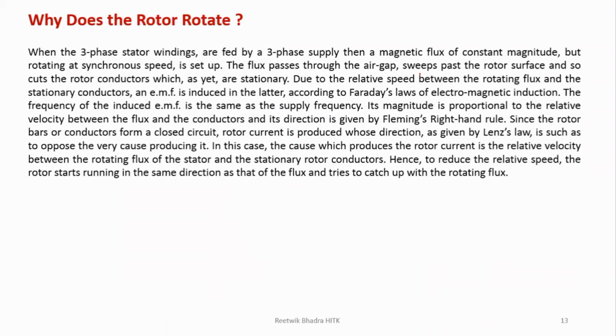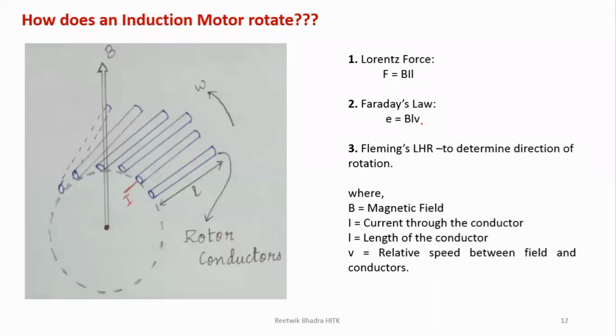So flux passes through the air gap, sweeps across the rotor surface and cuts the rotor conductors, which are stationary. At starting, your rotor will obviously not rotate, so it is stationary. Due to the relative speed between the rotating flux and the stationary conductor, one is rotating at synchronous speed, the other one at the starting is static. So you will get a relative velocity, that is V. And EMF will be induced in the rotor. Obviously we have learned E is equal to BLV. If there is a relative speed, there will be EMF generated.